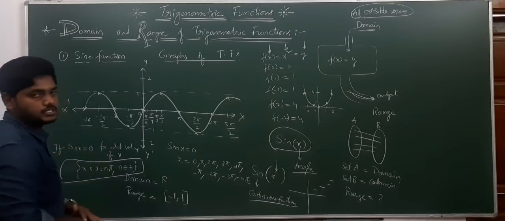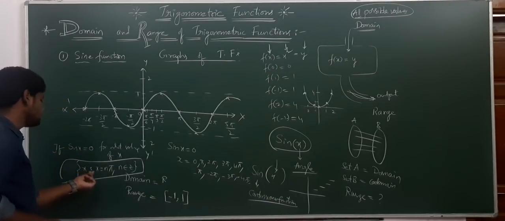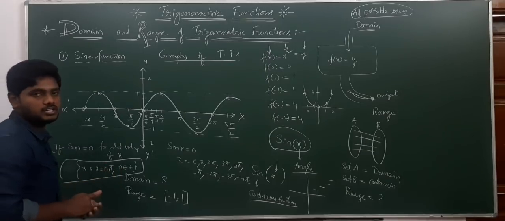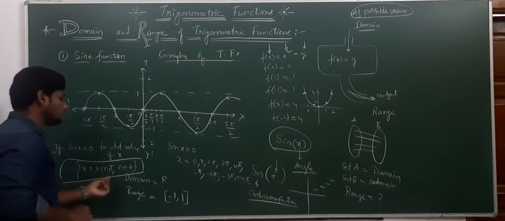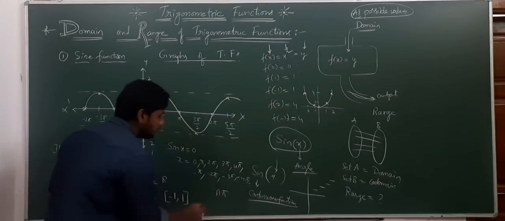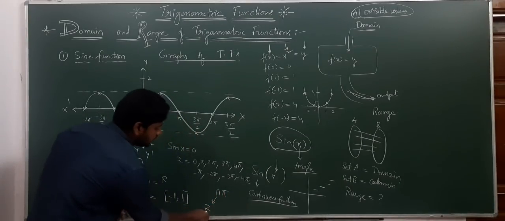If sin x equals 0, then x equals n pi, where n belongs to Z. Z means integers. X equals n pi, guys, where n belongs to what? Integers.